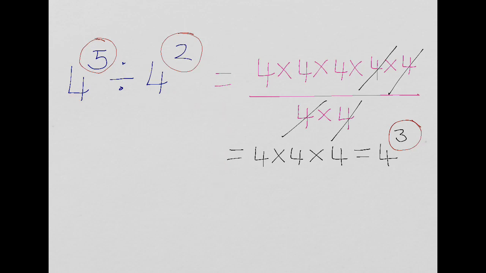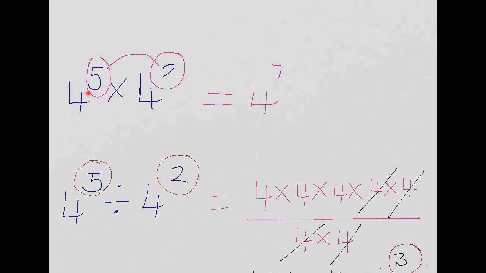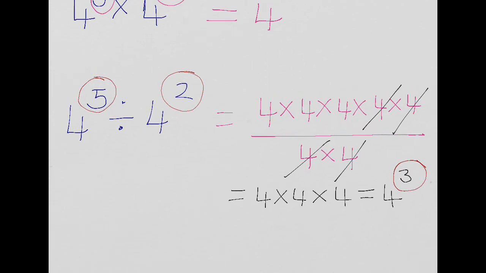So when we're multiplying, we add the indices. When we're dividing, we subtract those indices. So multiplying, we add. Dividing, we subtract. It only works when the bases are the same.